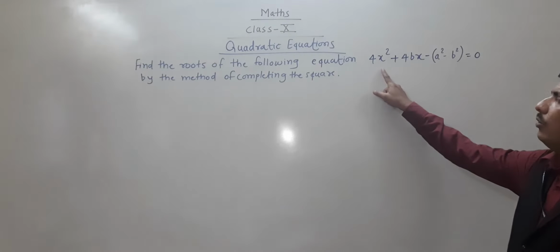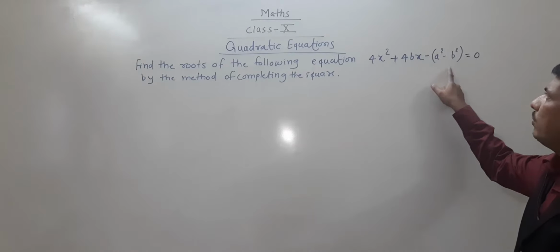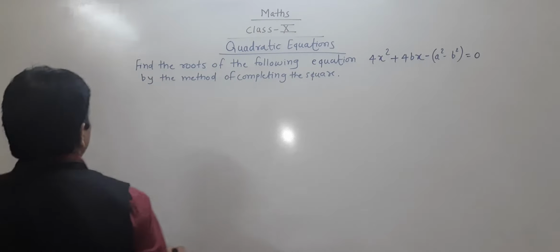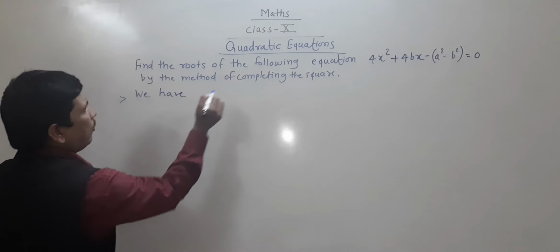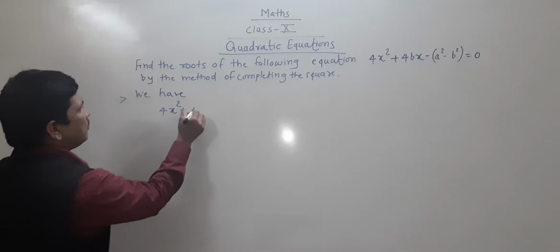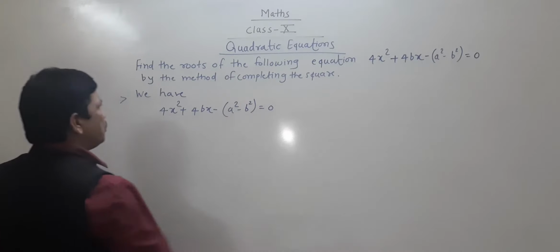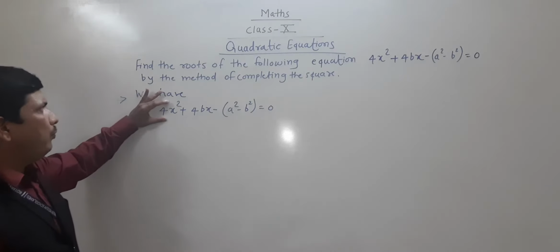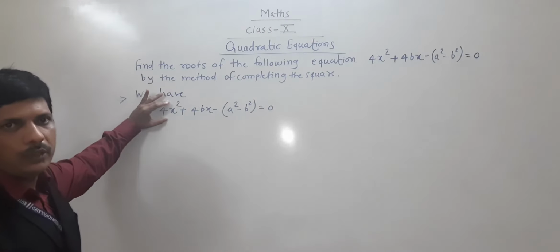What is given? 4x square plus 4bx minus (a square minus b square) is equal to 0. This is the given quadratic equation. So we have 4x square plus 4bx minus (a square minus b square) is equal to 0. According to the rule, the coefficient of x square we need to convert into unity. The coefficient of x square should be 1.